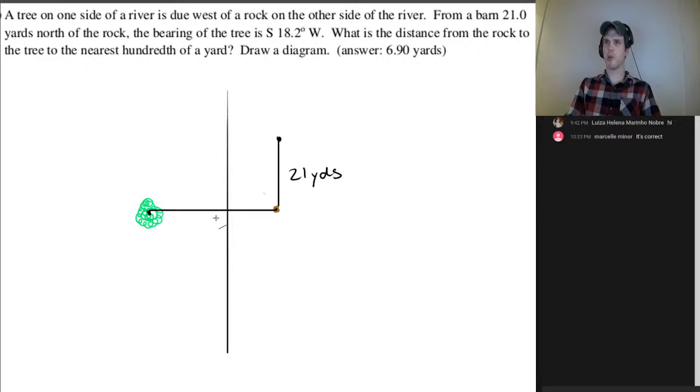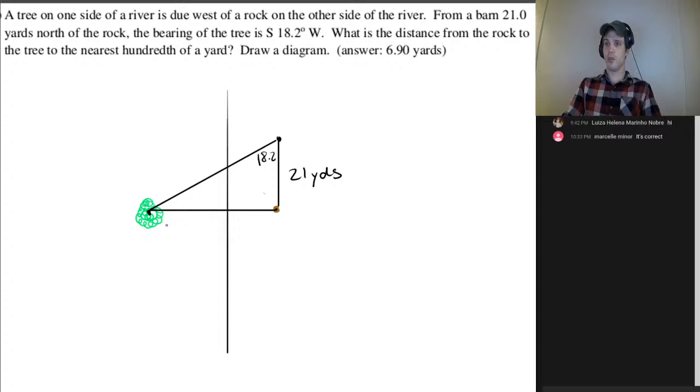The bearing of the tree from the barn, 21 yards north of the rock, is 18.2. So that is a horrible sentence, just completely unintelligible. I think this one is 18.2. Bonkers. So what is the distance from the rock to the tree?